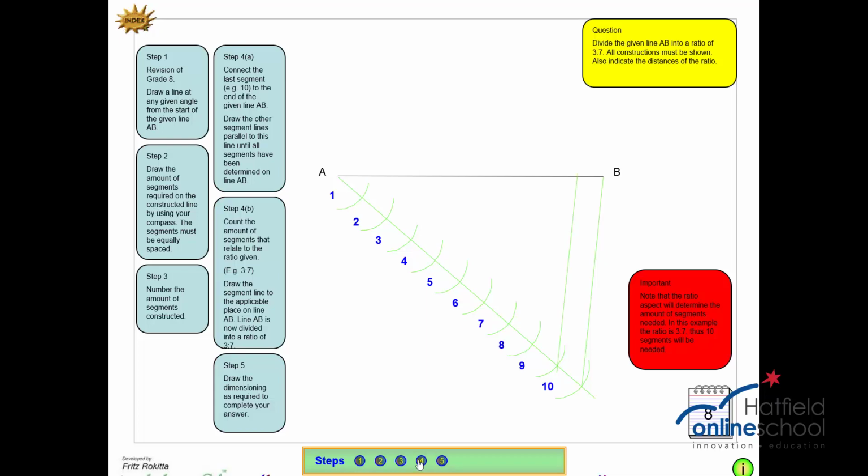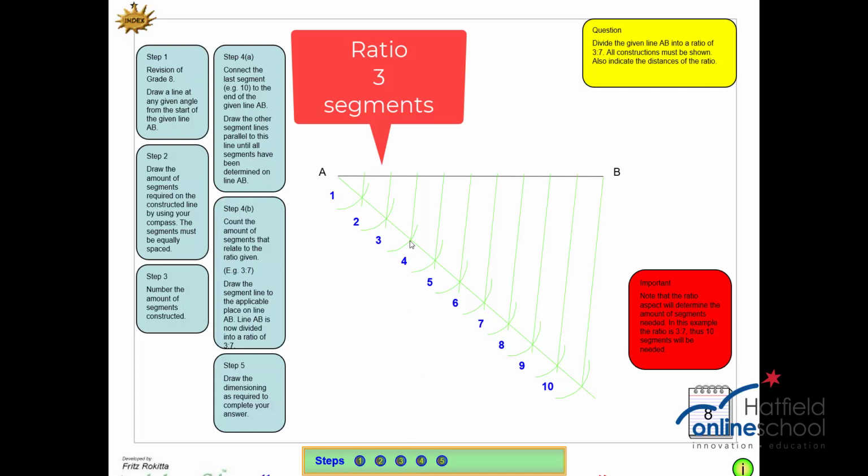So we're going to draw parallel to the angle from segment 10 to B, a light construction line now at 9, 8, 7 all the way back to number 1, perfectly parallel to the segment of number 10 to B. Once we have done that, we are going to apply the ratio of 3:7. So at segment 3, we're going to draw a dark solid line back to line AB on the parallel construction line that we have created.